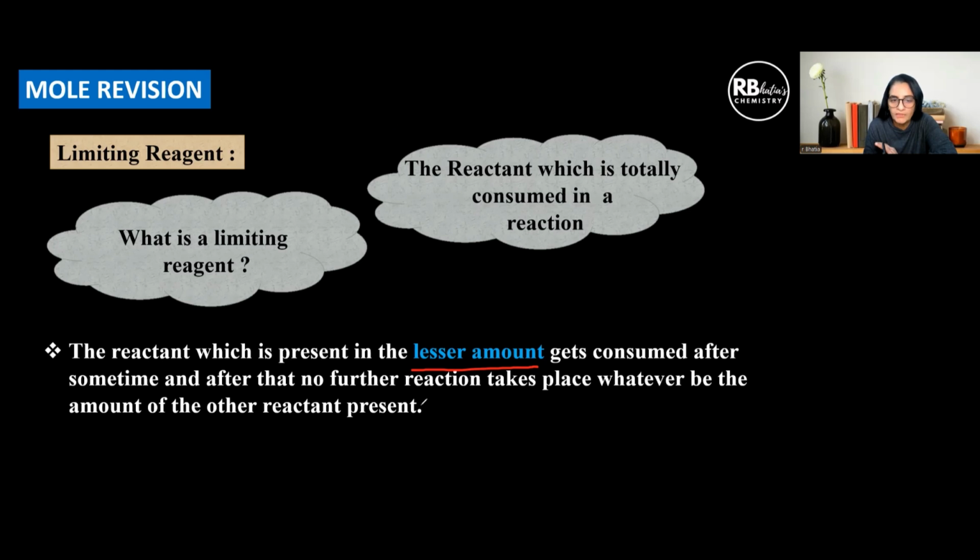In simple words, I can say it is the reactant which is present in lesser amount and which limits the extent of reaction. What is the meaning of limits the extent of reaction? It decides how much of product will be formed. That is called the limiting reactant.